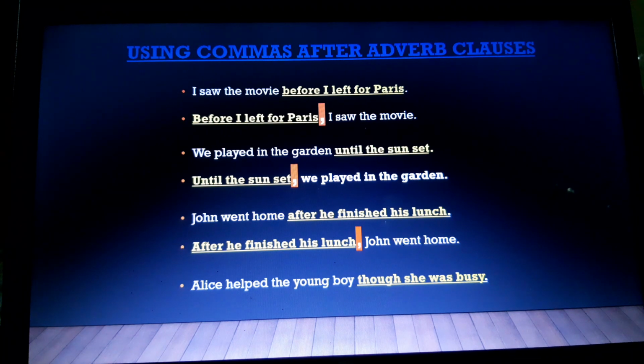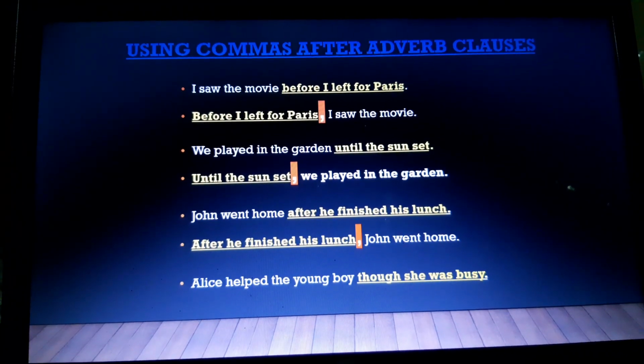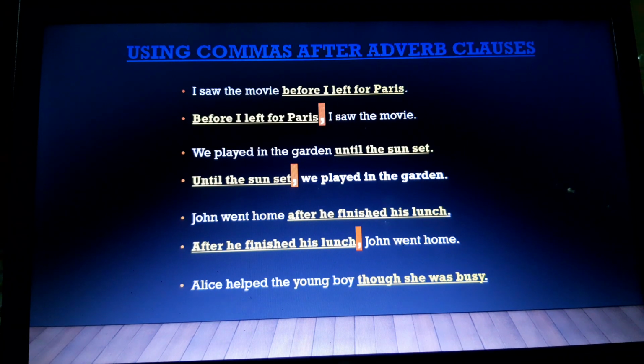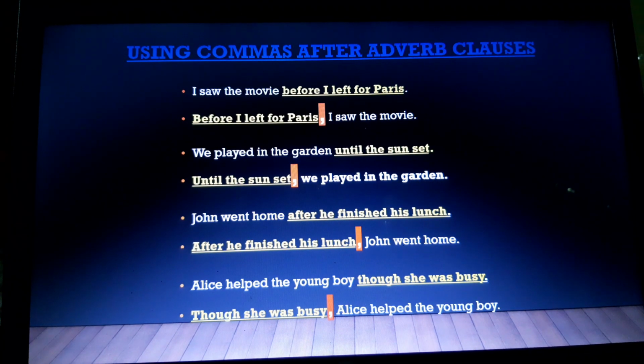Right, the last sentence. Alice helped the young boy though she was busy. What is the adverb clause here? Though she was busy. Now we will put it to the front and write the sentence again. Though she was busy, Alice helped the young boy. Now notice we have taken the adverb clause to the front. Therefore, we have used a comma at the end of the adverb clause.